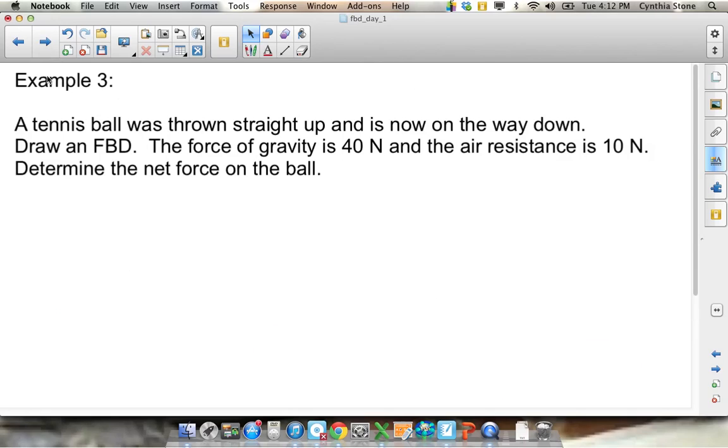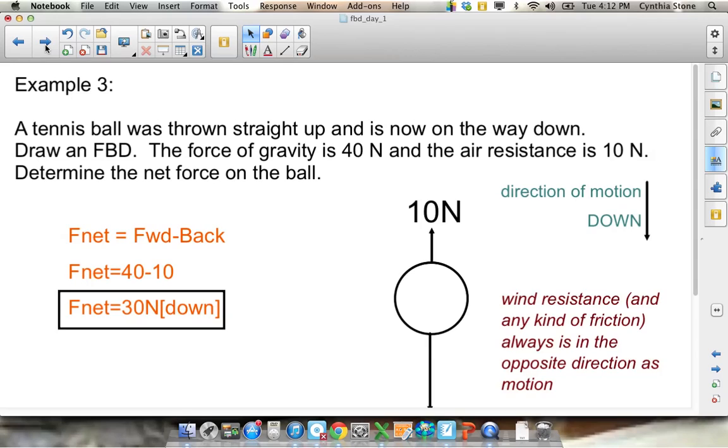Okay, third example, again, pause this if you need to. It's just saying now we have our tennis ball traveling downward. So it was up in the air, turned around, and started heading down. Let's see how that changes the free body diagram and the net force. Pause, please, to finish writing out the question, and here comes the solution.